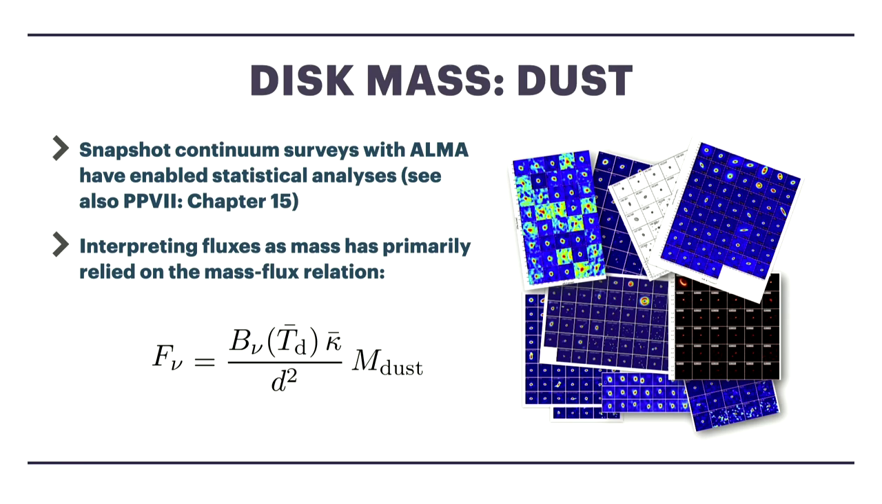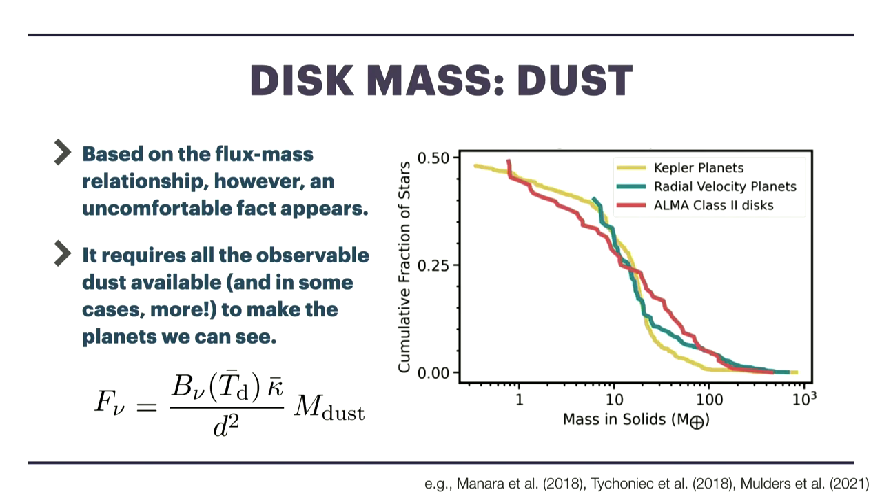Now, if you take that relationship at face value, an uncomfortable fact immediately appears. This is nice work by Haiss Mulders, where he took the total amount of dust from the observed ALMA class II disks, and compared it to the known or inferred solid mass locked up in the observed Kepler planets. While you don't have to understand this plot in detail, it's a distribution of disk masses and solids on the bottom. The fact that these curves all overlap on one another is a little uncomfortable. Because what it implies is that we need all the dust we observe, small dust, millimeter or centimeter or smaller, available to make the planets we see.